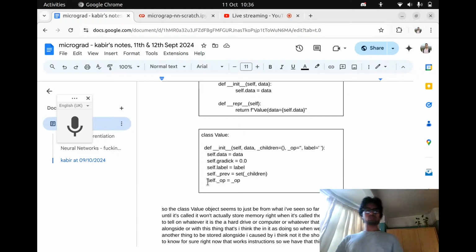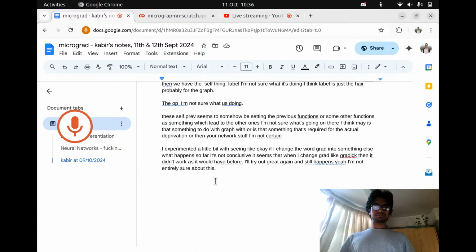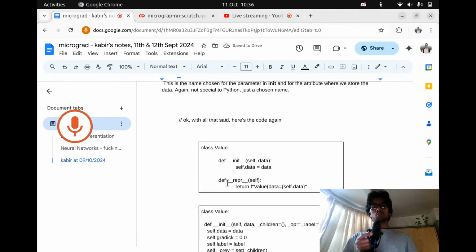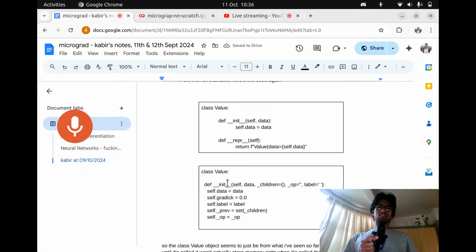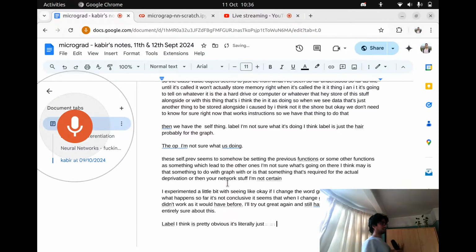Okay, label. I think label is pretty obvious. It's literally just labeling a value. So like we have the E, C, D, etc.